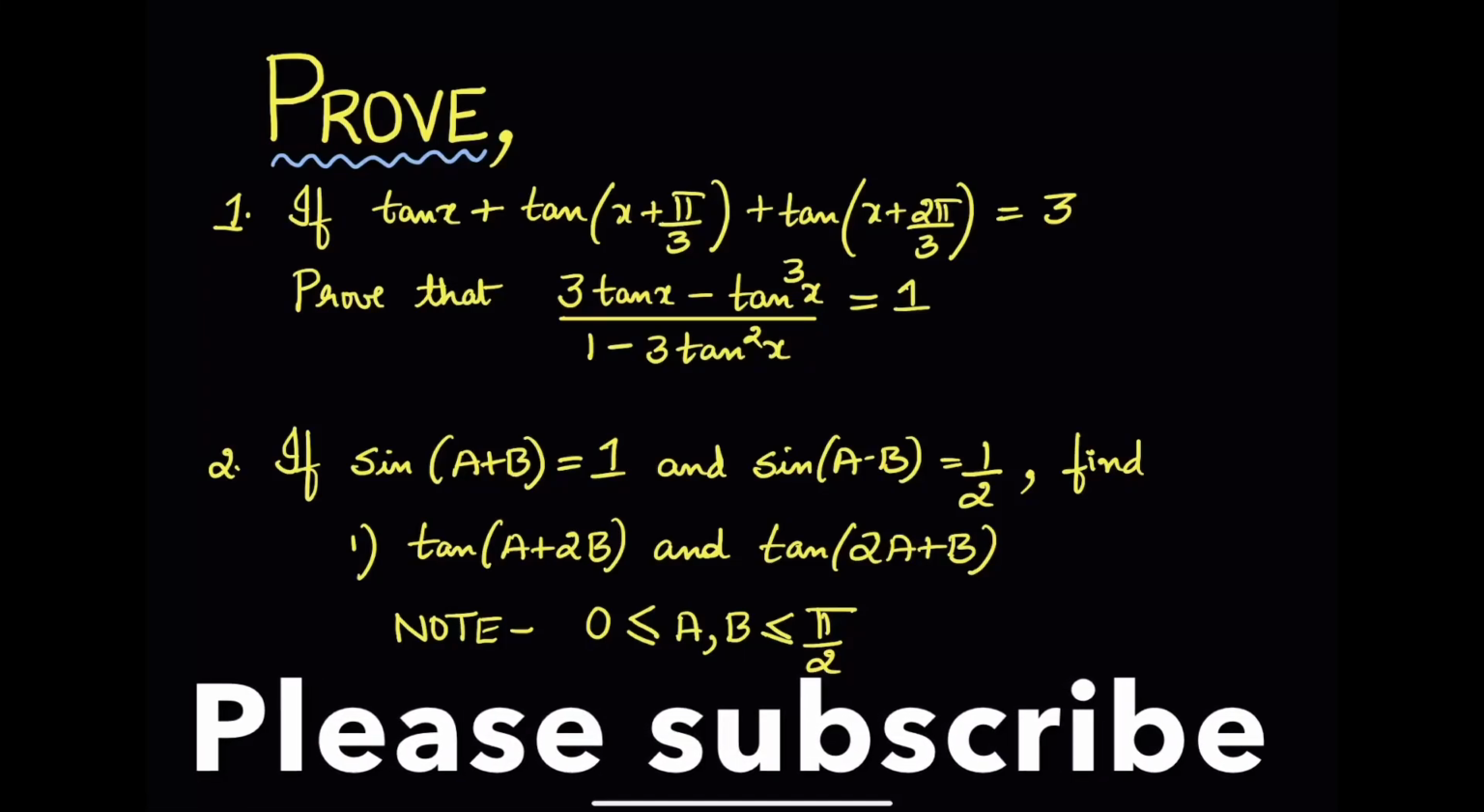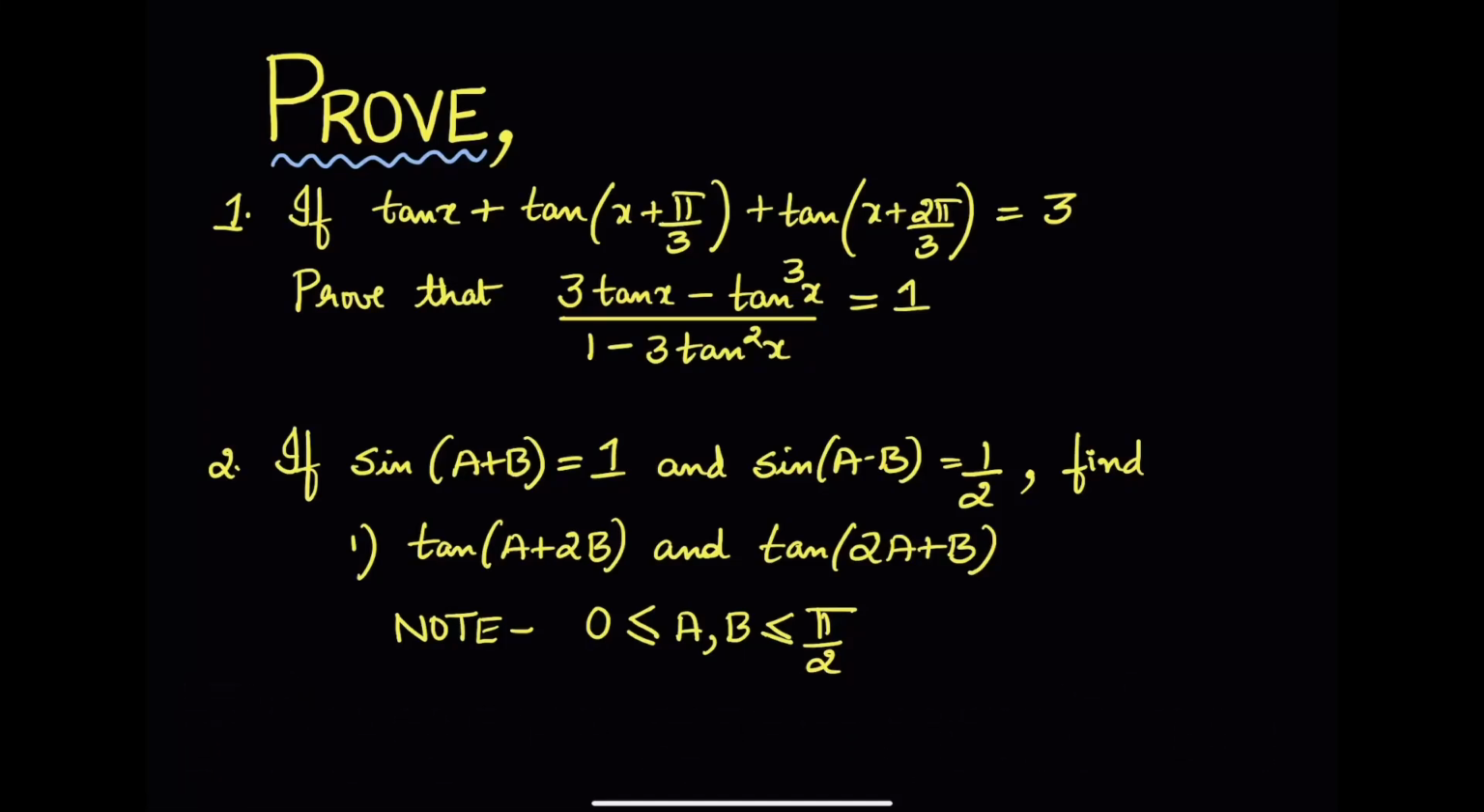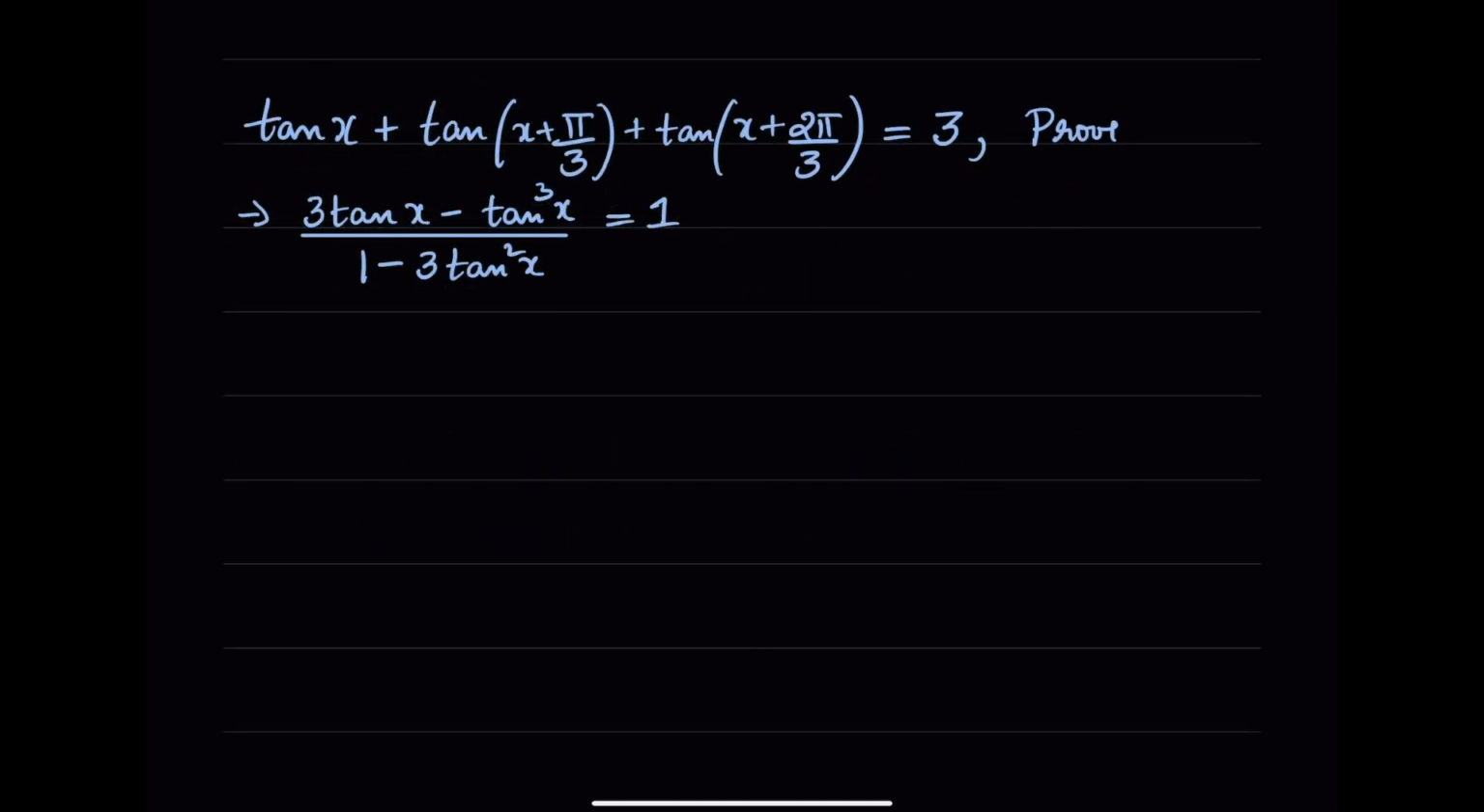In this video, let us try to solve a couple of tricky problems where we are going to apply the sum and difference formula of sine, cosine and tangent depending on the question. So let's start the first one now. In the first one, the information given to us is tan x plus tan of x plus pi by 3 plus tan of x plus 2 pi by 3 is equal to 3. We have to prove that 3 tan x minus tan cube x divided by 1 minus 3 tan square x is equal to 1. So let's try to solve this now.